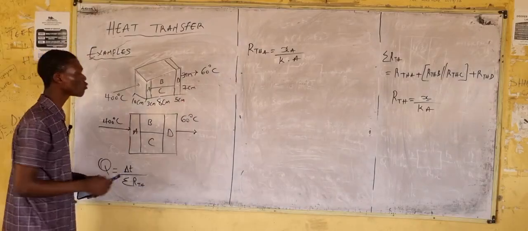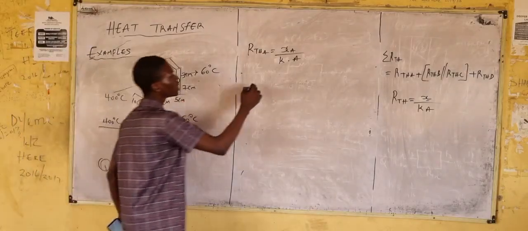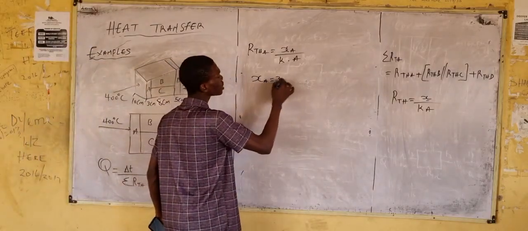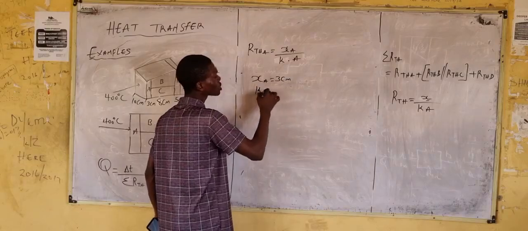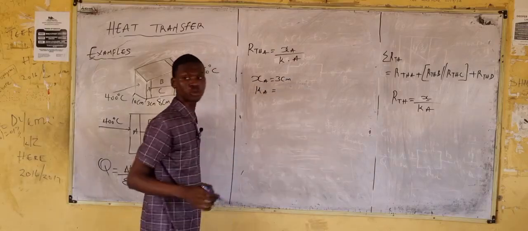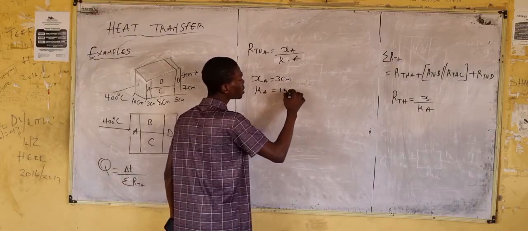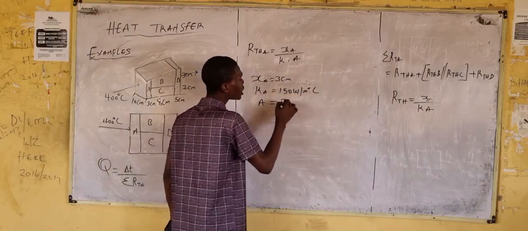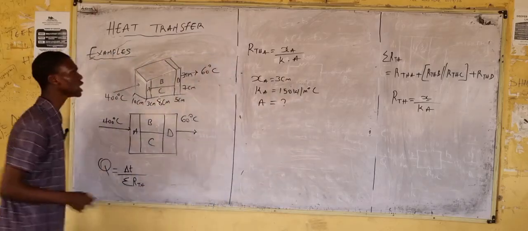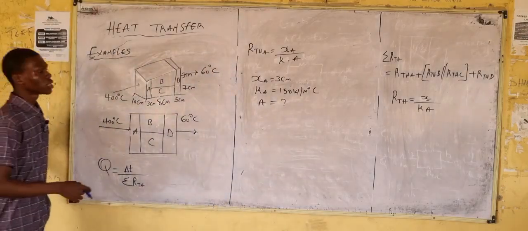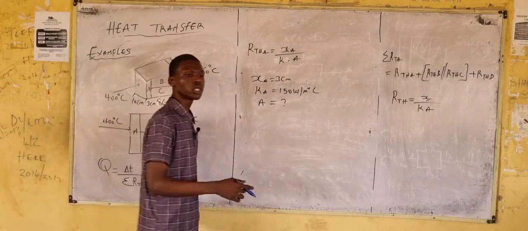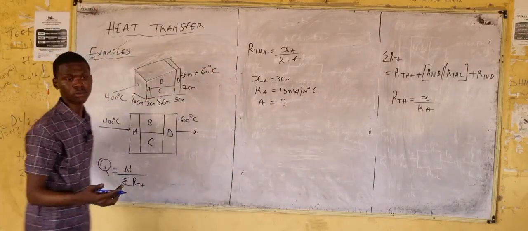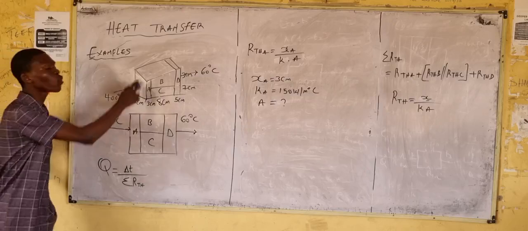What is the thickness of wall A? The thickness of wall A is given to be 3 centimeter. The thermal conductivity of wall A is given to be 150 watts per meter degree Celsius. The area of wall A is unknown. How do we solve the area? We are given the thermal conductivity of wall A to be 150, right? How do you solve the area of wall A?